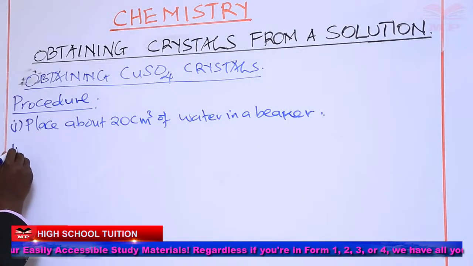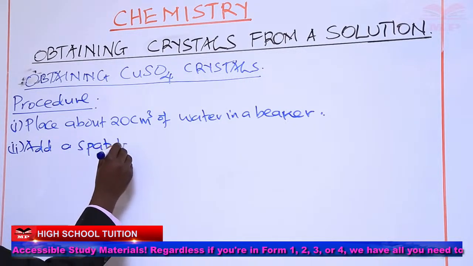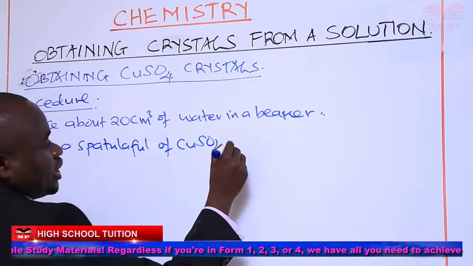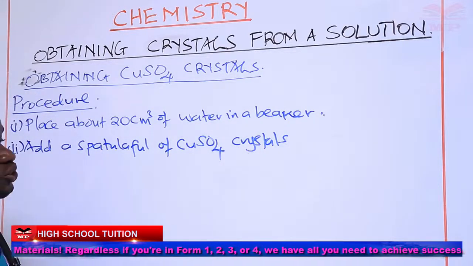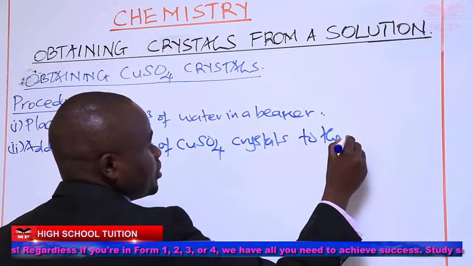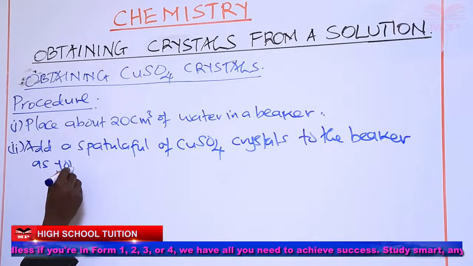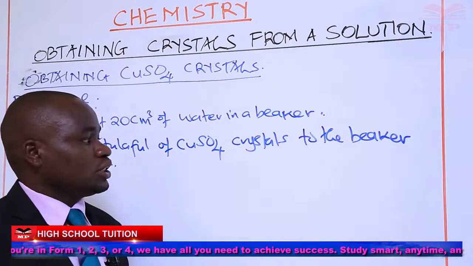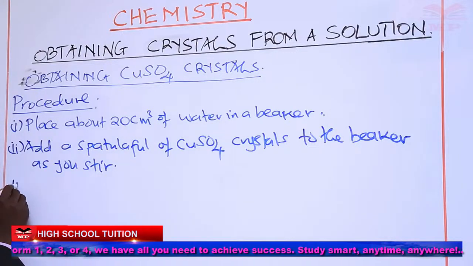Then number two, you add a spatula full of copper sulfate. We want to prepare the solution first, then from the solution we shall obtain the crystals. So you add a spatula full of copper sulfate to the beaker as you stir. So we are simply stirring to make sure that the solid crystals that we are having are able to dissolve in the water.